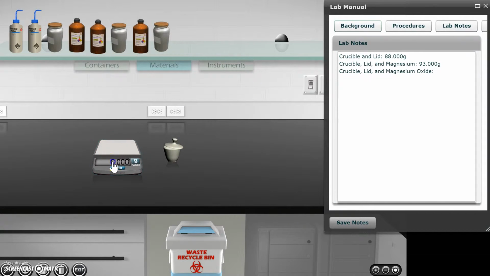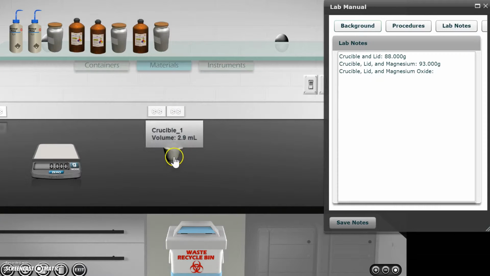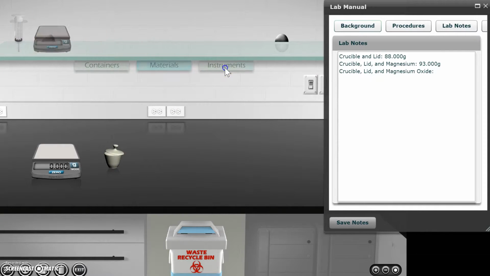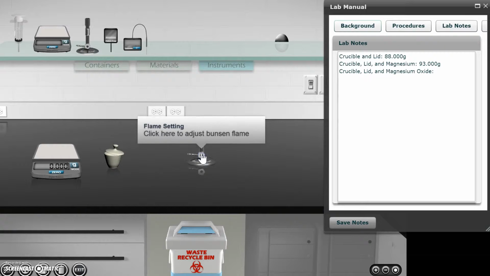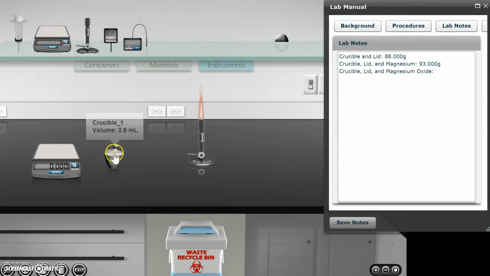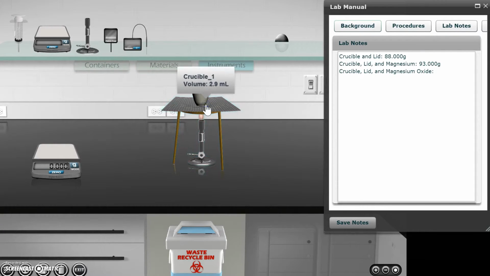Then we will remove the crucible from the balance and grab a Bunsen burner from the instruments shelf and place it on the workbench. We will place the crucible over the Bunsen burner at a low flame, and we will wait 1 to 2 minutes to allow the reaction to take place.